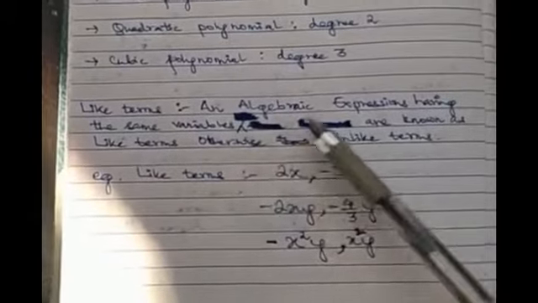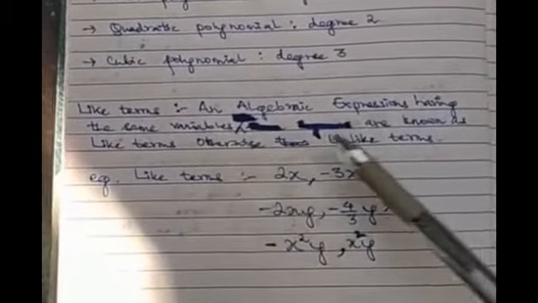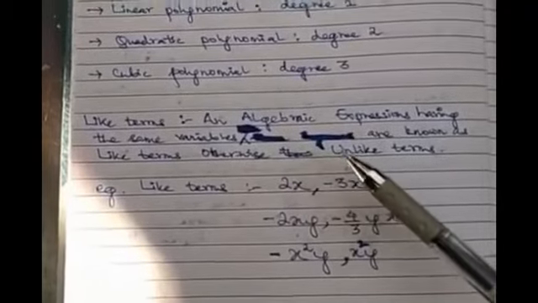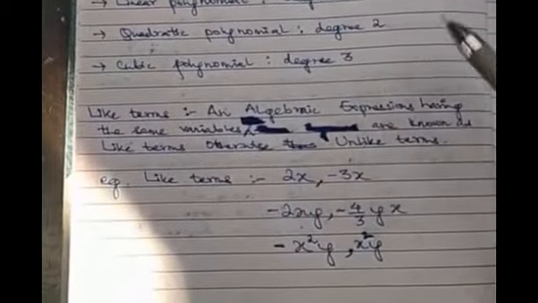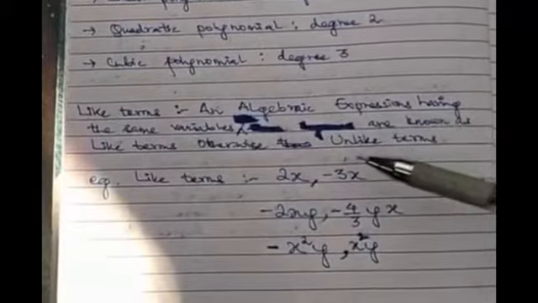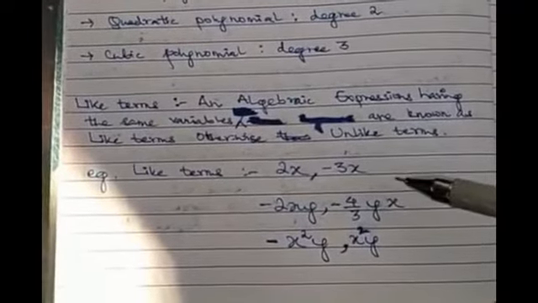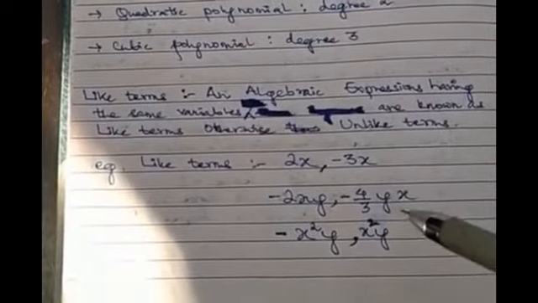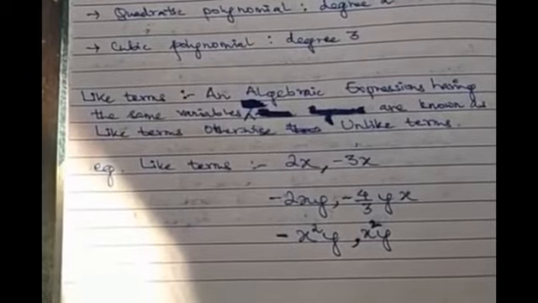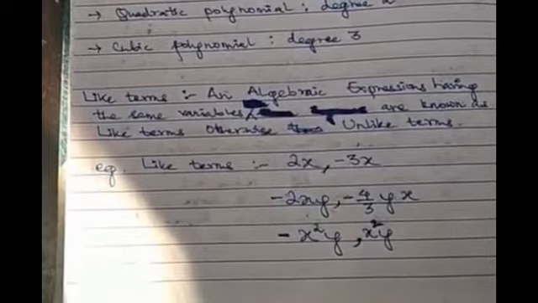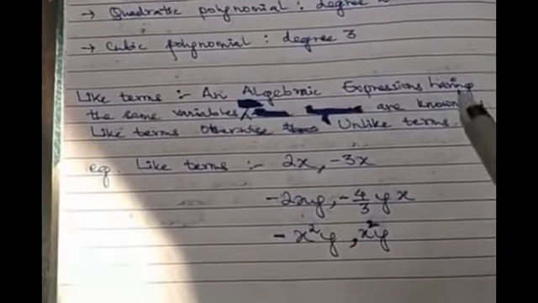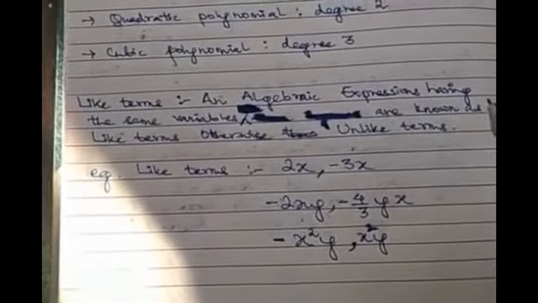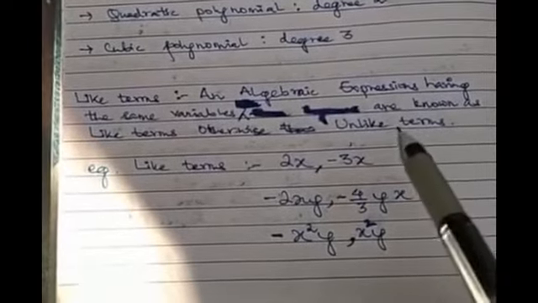Algebraic terms having the same variables are known as like terms. Otherwise, they are known as unlike terms. Remember, the variables have to be the same, and the powers of the variables also have to be the same. It cannot be that you have the same variables, everything the same, and the powers are different. They will be unlike terms.